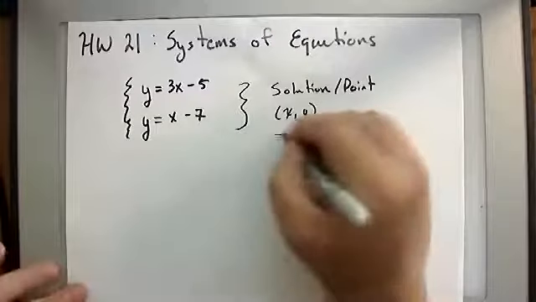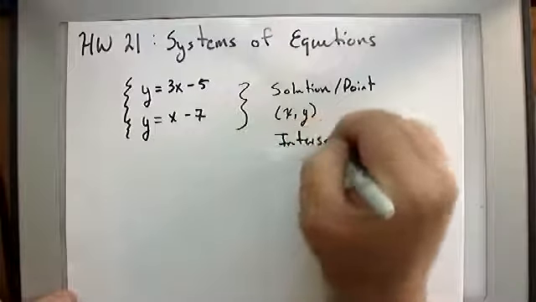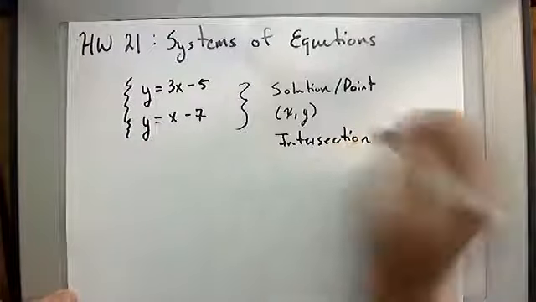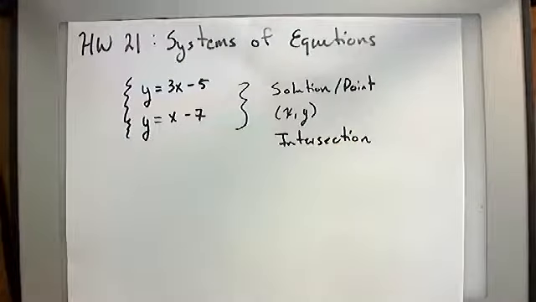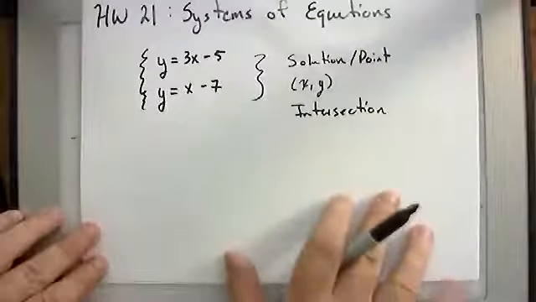This is called the intersection. You probably already knew that. That's called the intersection, the solution point, whatever you want to call it. So that's pretty much it. We're just going to graph some equations, find where they cross, and that's going to be our solution. There's a couple things we need to talk about before we just jump right into it, though.